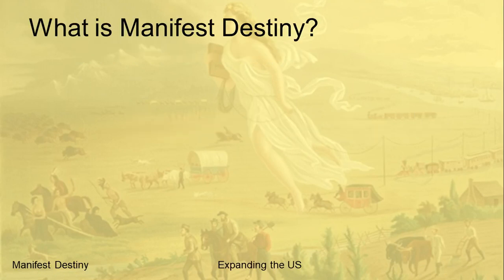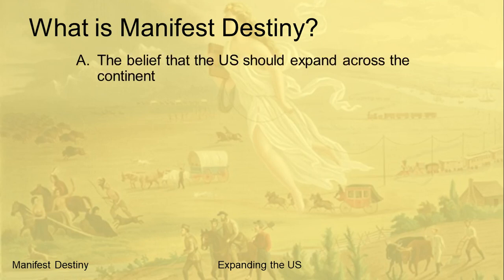What is Manifest Destiny? You've probably heard this term. You probably know this term already. Manifest Destiny is simply the belief that the United States should expand from the Atlantic Ocean to the Pacific Ocean. We should go across the North American continent. As some people put it, we should go from sea to shining sea.